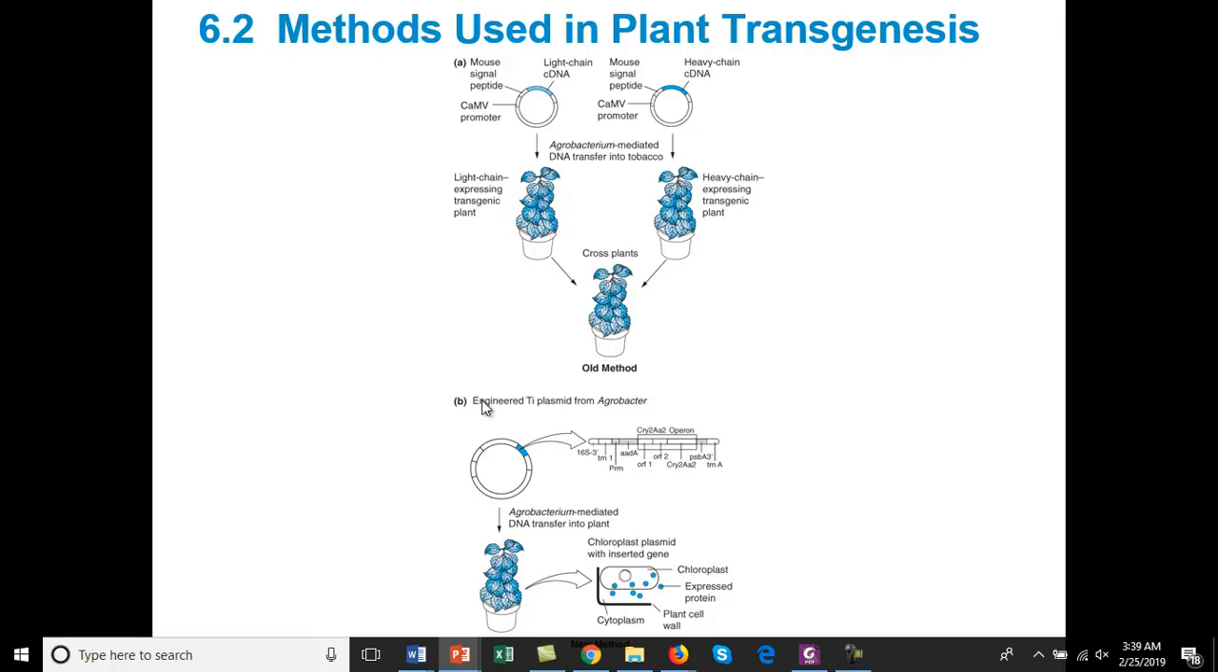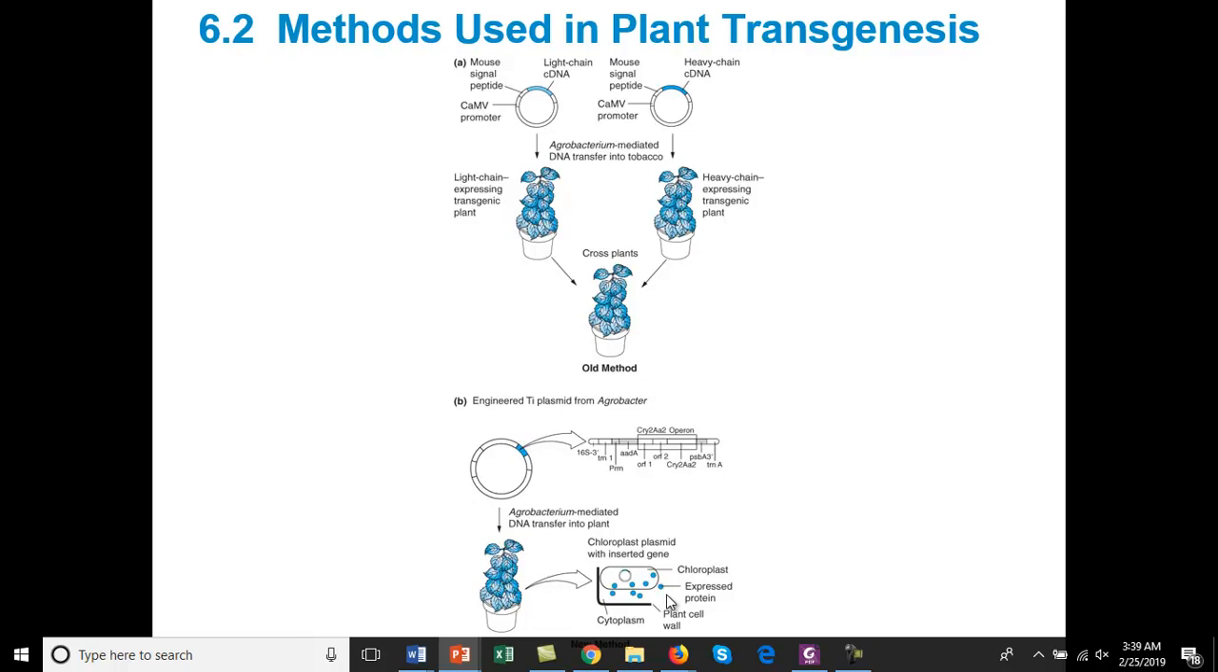Now, with engineered type plasmids that actually go into, you can have Agrobacterium go into the chloroplast. You can put the genes for the light chain and the heavy chain all on one plasmid. Okay. So you put the light chain in one plasmid, the heavy chain in the same plasmid, you transform the plant so you get chloroplasts that are engineered, and then the chloroplasts are actually expressing the protein. Okay, so you can do this for antibodies.